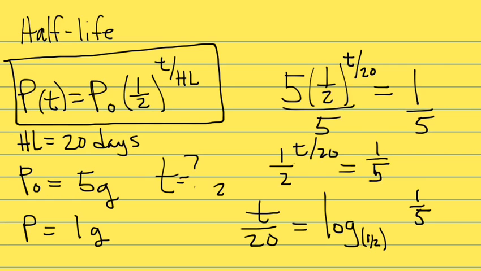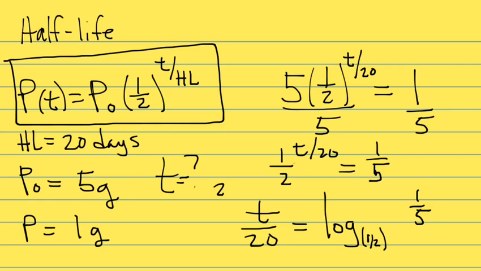Because I have a base of 1/2, I'm going to have to take the log of both sides using a 0.5 base. It cancels on one side, leaving me with T over 20. And I have log base 1/2 of 1/5. I can type that in. It's log 1/5 divided by log 1/2. Or if you have the ability to change your base, then you'll just type it in like it looks. What would I do after this? What are we going to do?